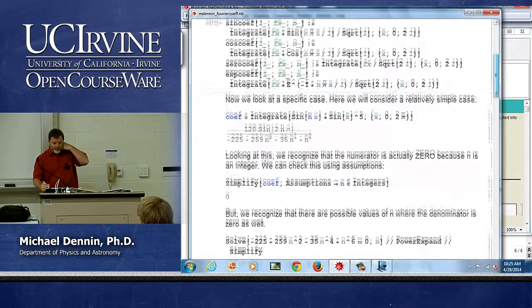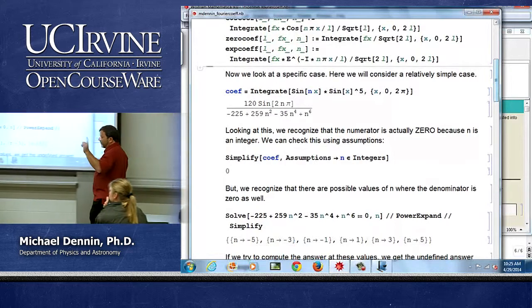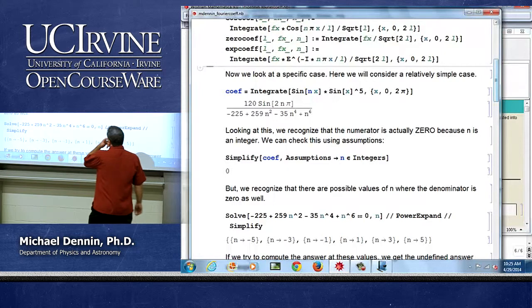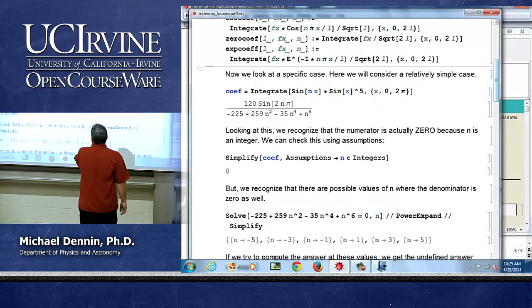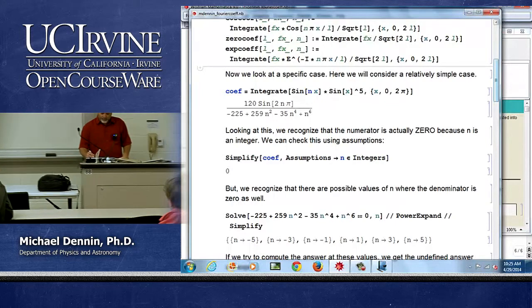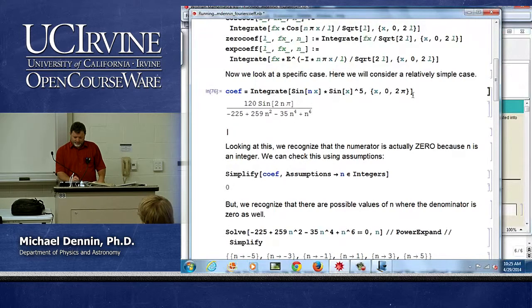Now I want to go through a case, and watch what I do today, because tomorrow, Thursday, you're going to do sine cubed. But I'm going to do sine to the fifth. So the first thing I want to do is check out the coefficients.